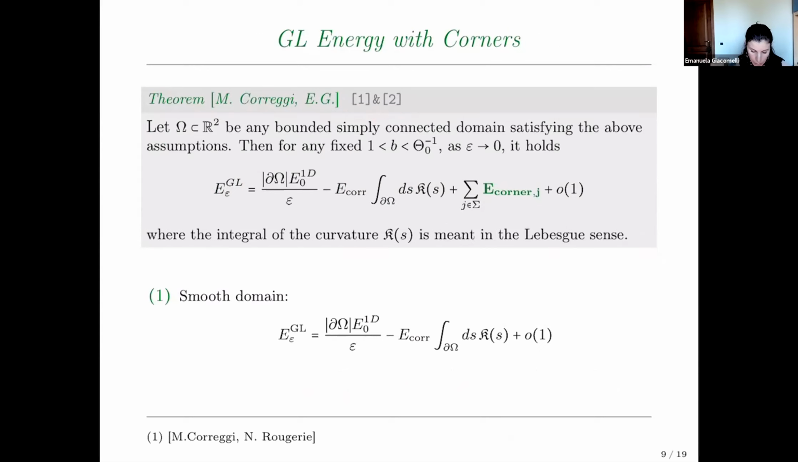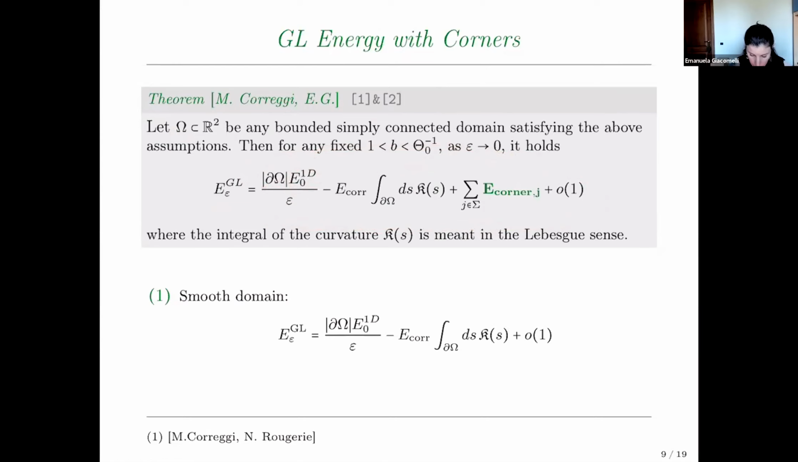What we do is the following. We suppose that there is a finite number of corners along the boundary of omega, and what we proved is that for any fixed B in this interval, as soon as epsilon goes to 0, we can characterize the minimum of the Ginzburg-Landau functional by this quantity here. The leading order depends on the length of the boundary, times a quantity which I'm going to introduce soon.